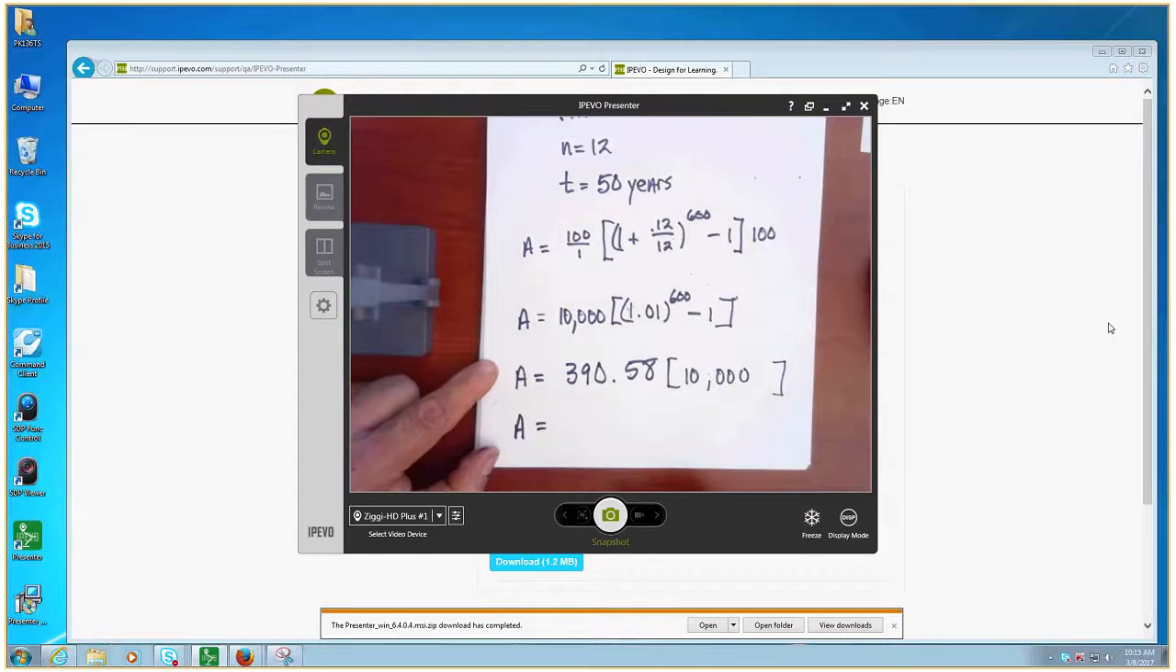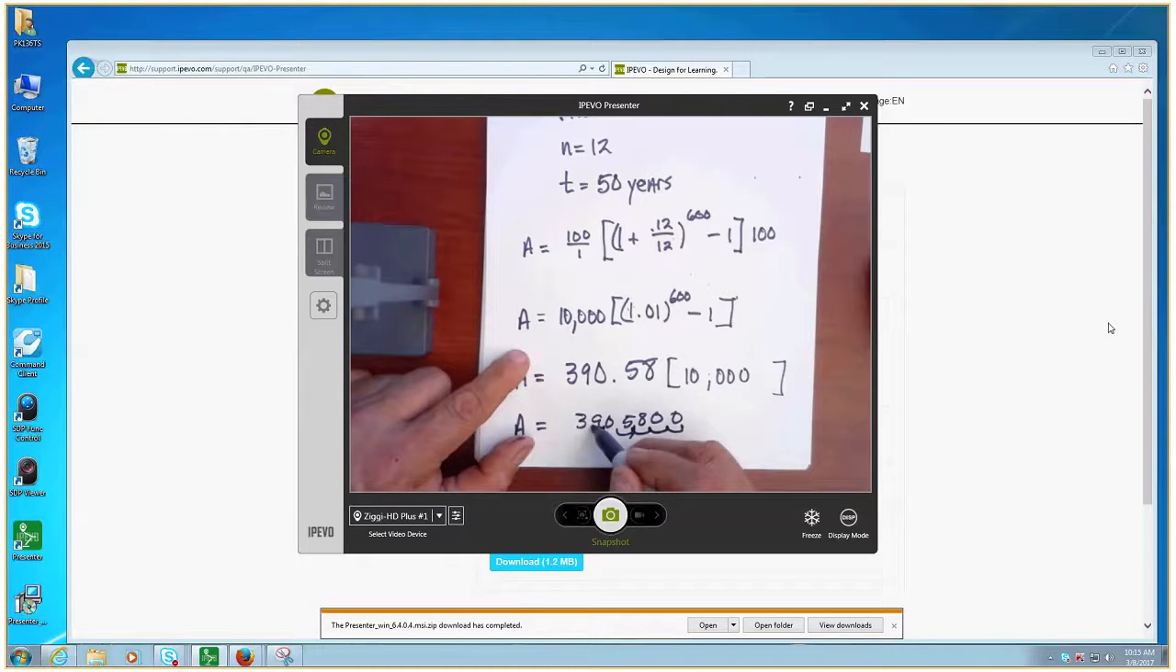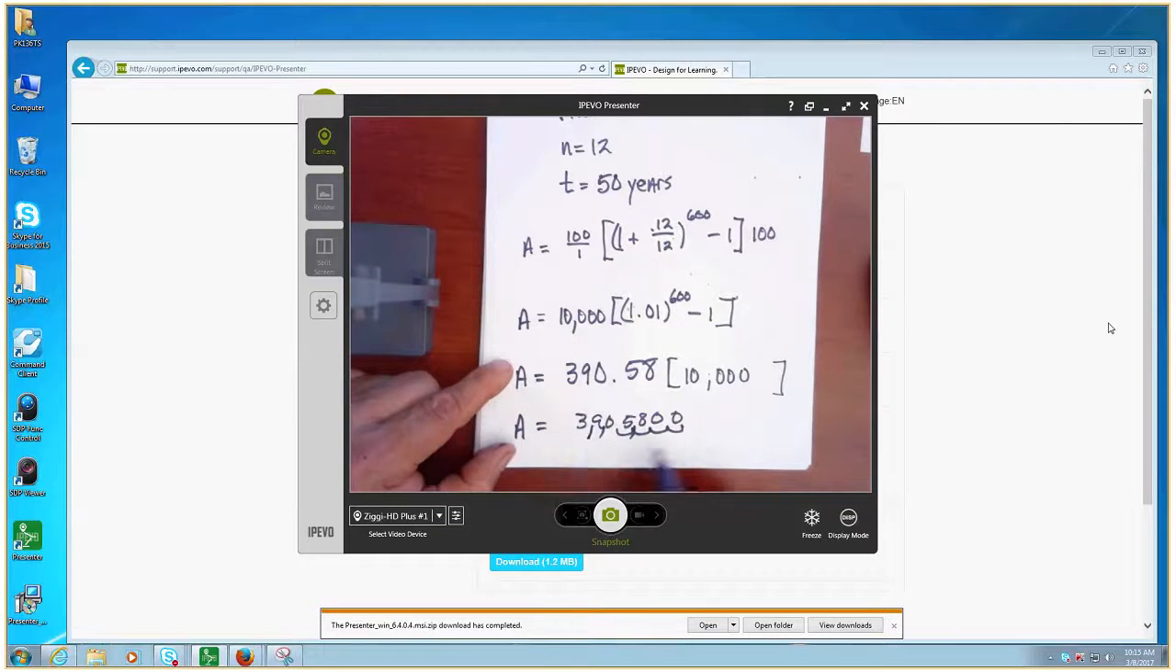Okay, I'm just going to say it. 390.5833. Let's just do it this way. 3,905,800. Is it 3 million? Yeah, I skipped a digit. There we go. 3,905,800. Now, what do you think, Miss Roebuck?